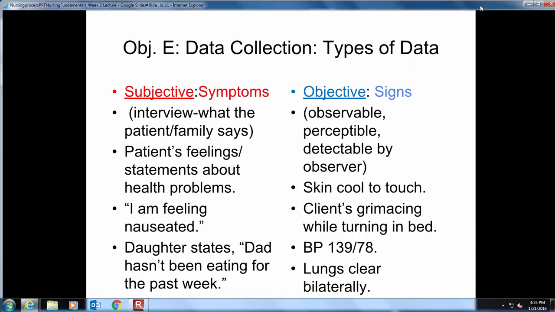There are 2 types of data, subjective and objective. Subjective data is what the patient or family reports. These are the symptoms. This is charted the same way it's reported, using "the patient states" and what they state in quotations. Objective data is what you observe during your physical assessment. These are the signs. For example, a sign of nausea might be retching, while a symptom of nausea is the patient stating, "I feel nauseated."